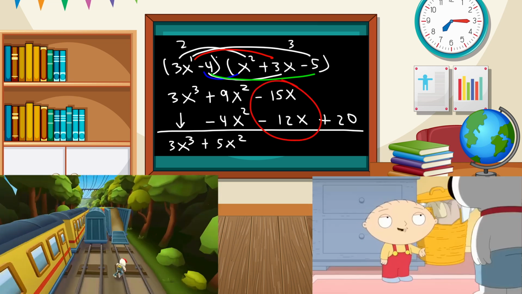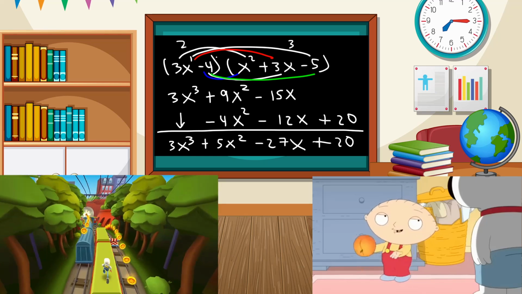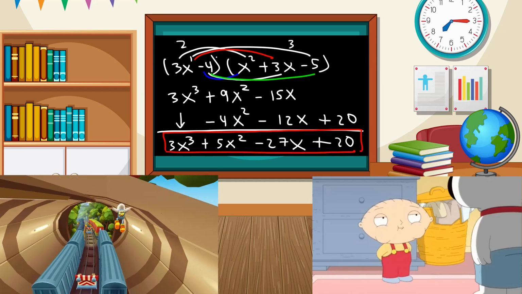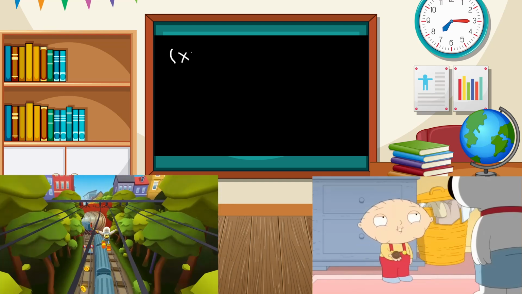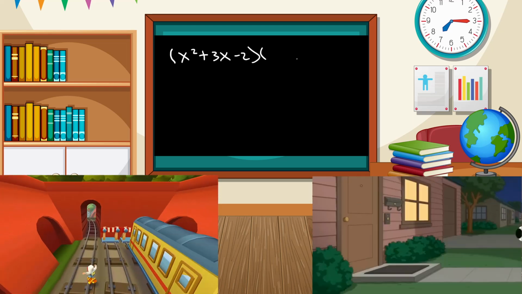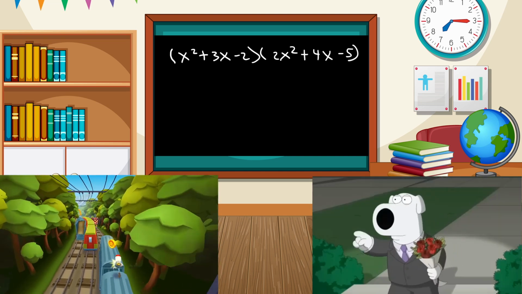Now let's combine these two. Negative 15 plus negative 12, that's negative 27. And so this is the answer. 3x cubed plus 5x squared minus 27x plus 20. Now let's multiply a trinomial by another trinomial. So let's say we have x squared plus 3x minus 2, and we're going to multiply that by 2x squared plus 4x minus 5. Go ahead and try that problem.